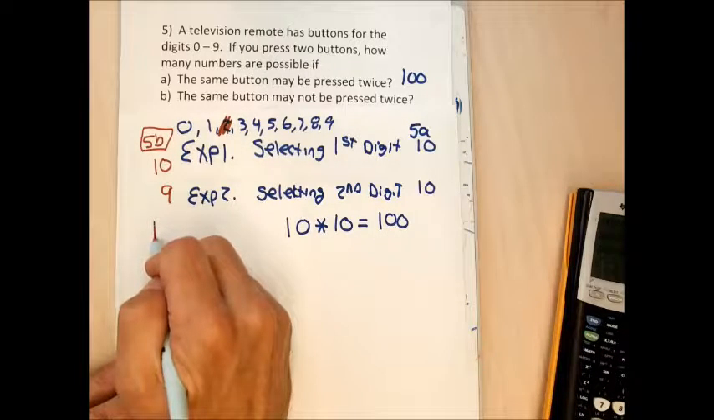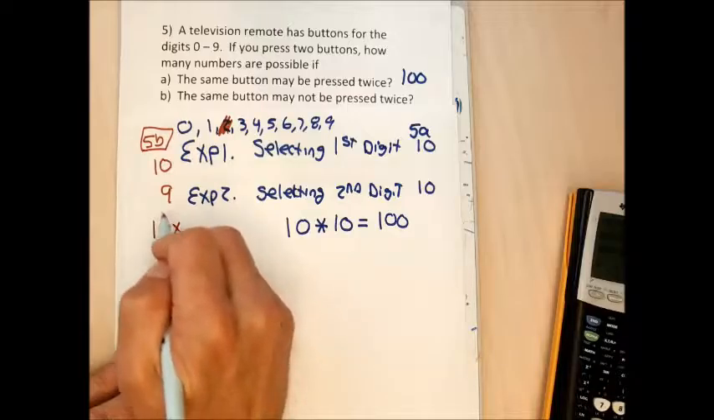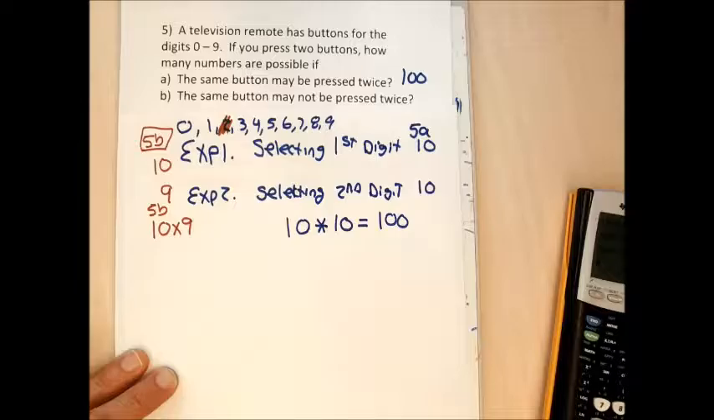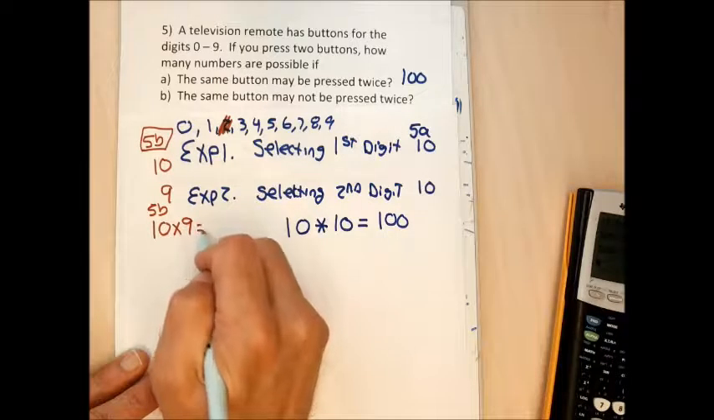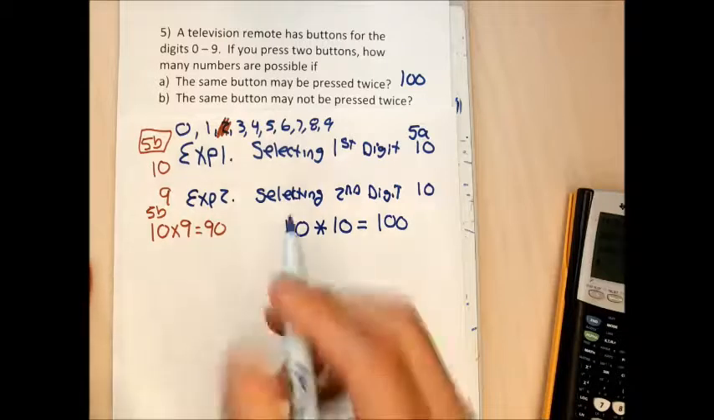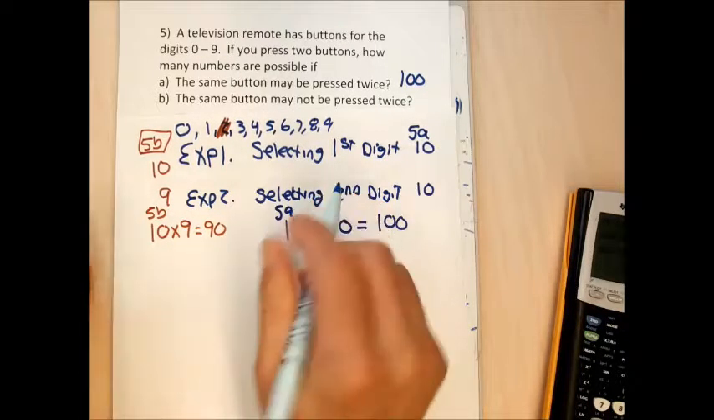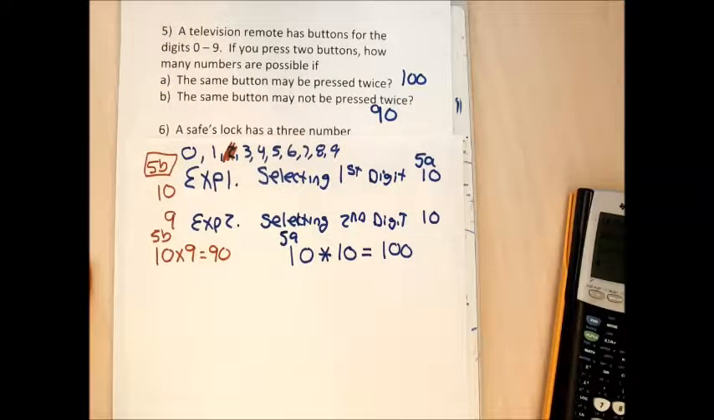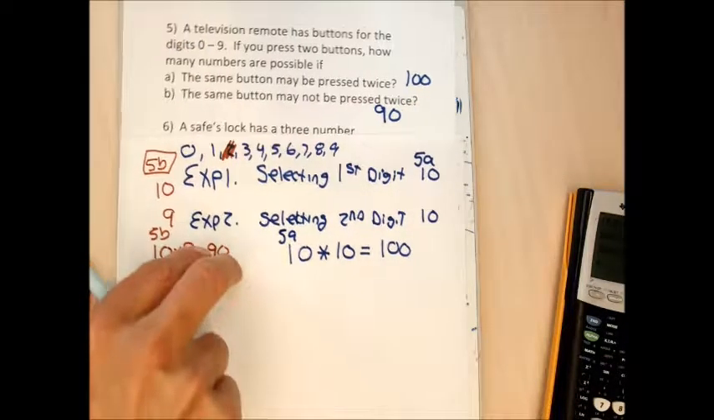And for part B, the number of outcomes of this possible order of events is going to be 90, because I can't pick the same value twice. So my answer to part B is going to be 90.